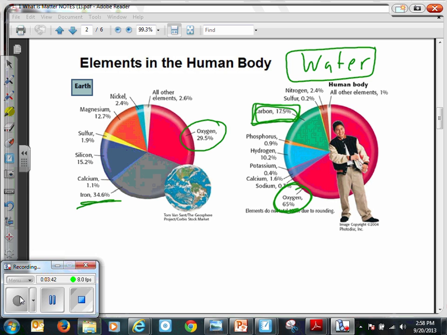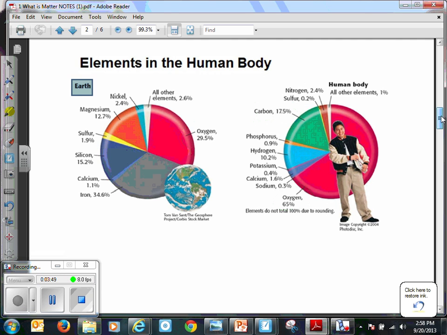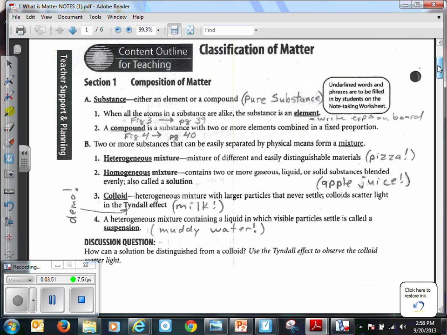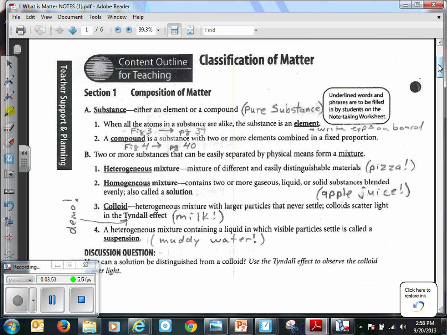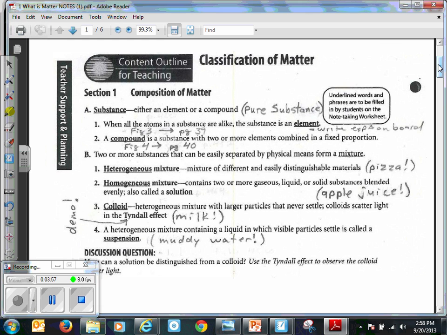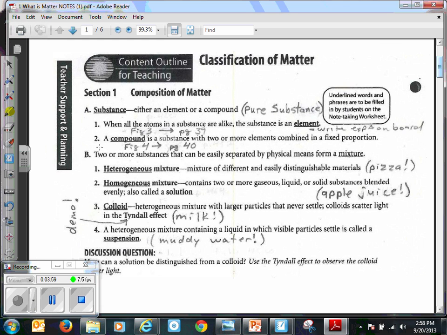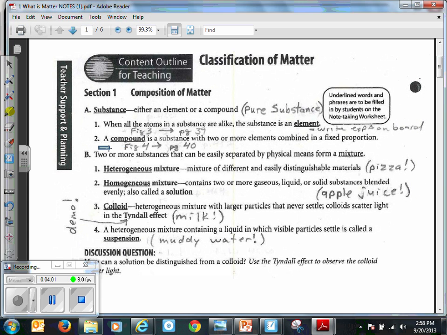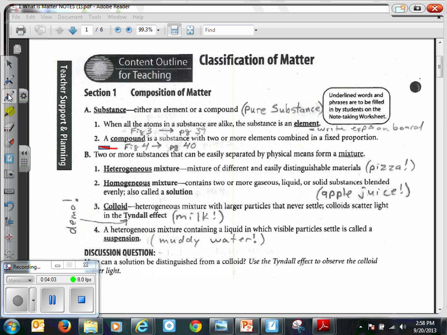So these are all elements. Now, go back up to the notes here. The next thing that we want to talk about is a compound. Okay, so you look here, we're talking about the compound. Okay, it's a substance with two or more elements combined in a fixed proportion.